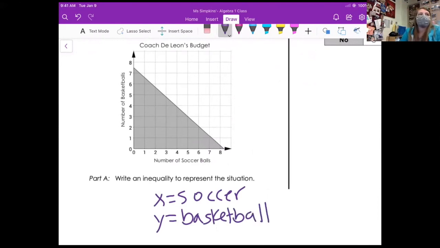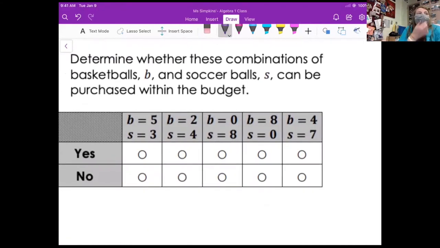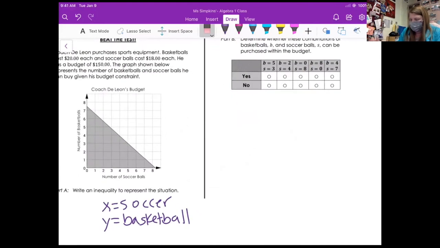Okay, and we're still listening before you get started. When you get to part B, it's asking if those two combinations are in the shaded area. So is 3 soccer balls, 5 basketballs part of that shaded area? Look closer than that. No, it's not. Okay, so go ahead, write your inequality, and then answer those 5 points, and then let me know so I can come look at it when you're done.